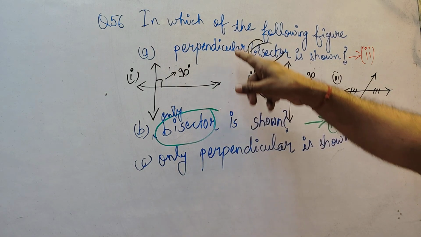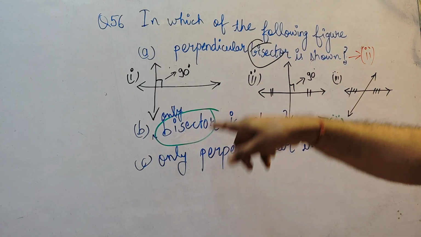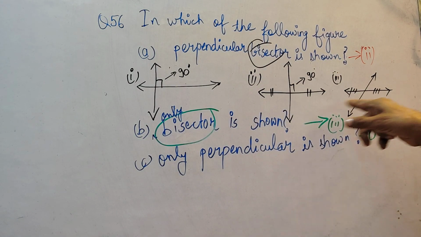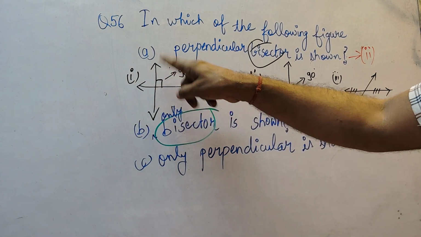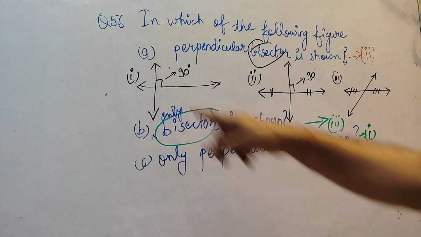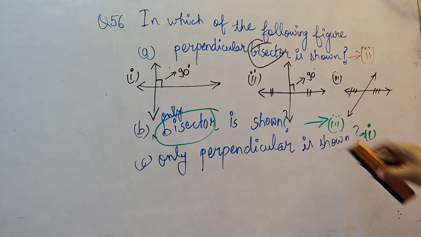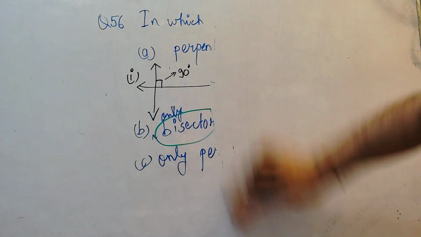So perpendicular bisector, the first one asked, that one is second, and only bisector is shown, that one is third, and the third one is only perpendicular shown. So these two lines are at 90 degrees, so this is the perpendicular. The second one is also perpendicular, but it is bisector also. But the question is saying only, that's why we removed bisector.